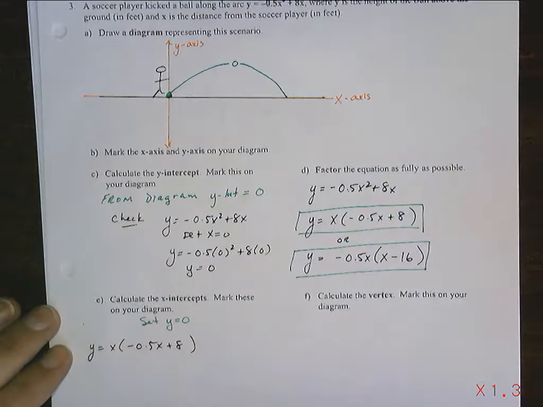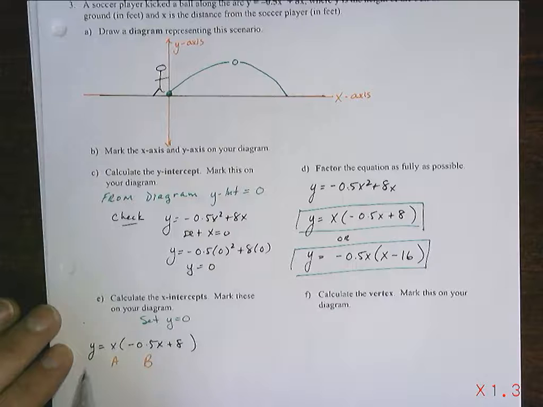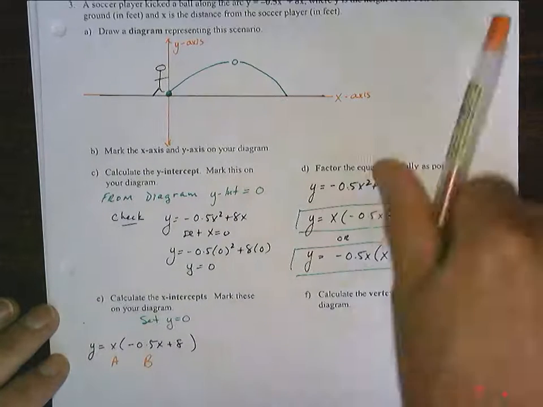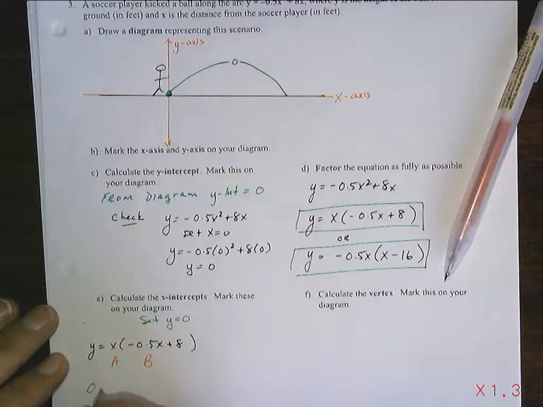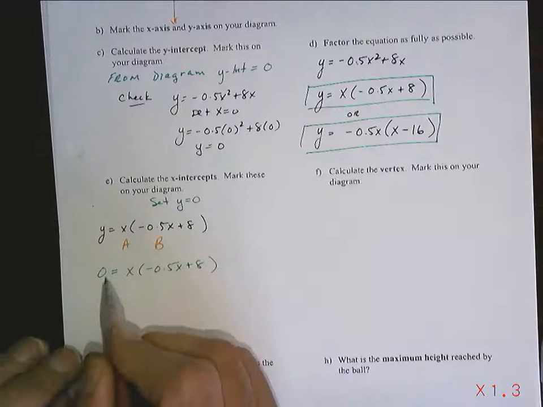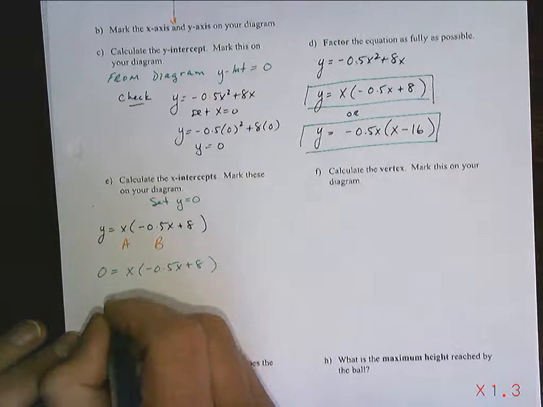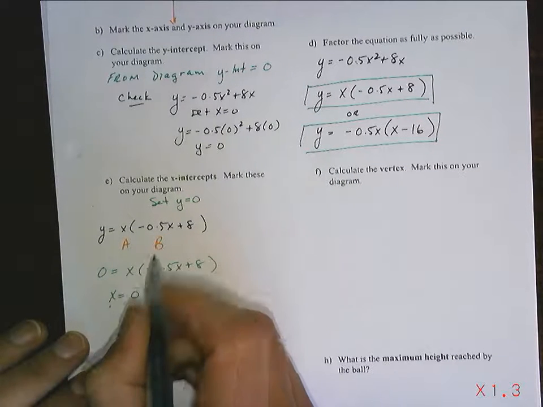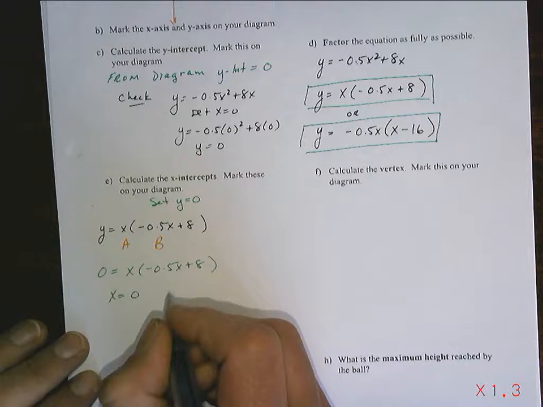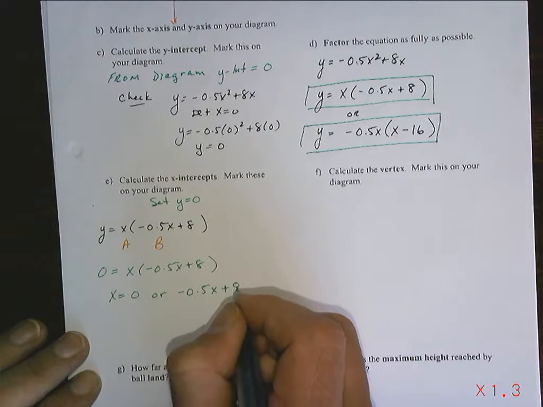The reason why we factored these is because we've set up two things to equal 0 now. If I set y equals 0, I've got 0 equals x times negative 0.5x plus 8. And I've got two things that multiply to give 0. So if the first one equals 0, then x equals 0. But what if the second one equals 0? We may have to do a little bit of work for that.